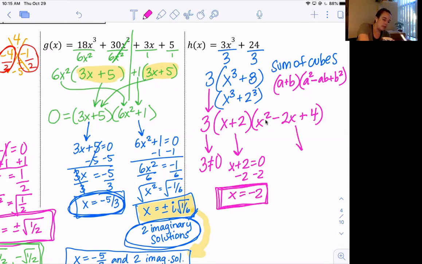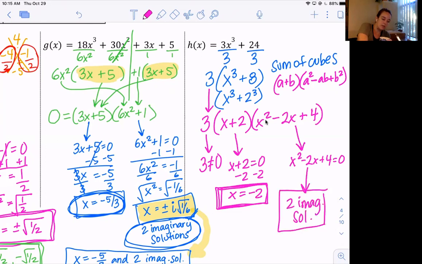And then I also have this situation, x squared minus 2x plus 4 equals 0. Since this is the sum of cubes or the difference of cubes, this part right here is always going to give you 2 imaginary solutions. So since I know this is the sum of cubes, I'm going to literally memorize that this has 2 imaginary solutions. You can try to factor it. It's not going to work.